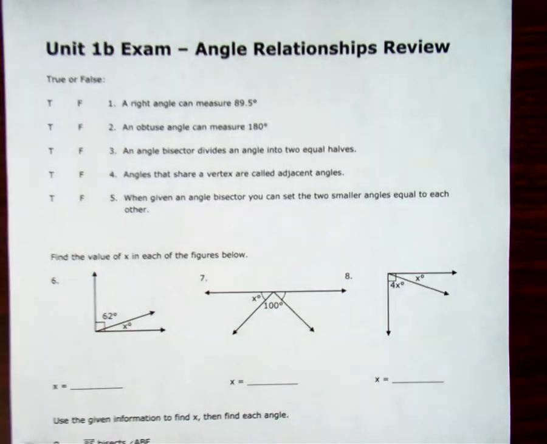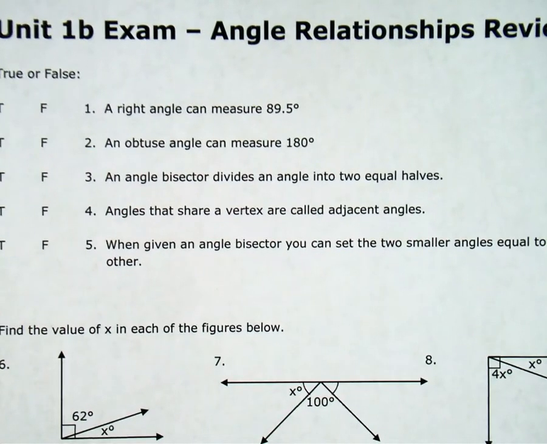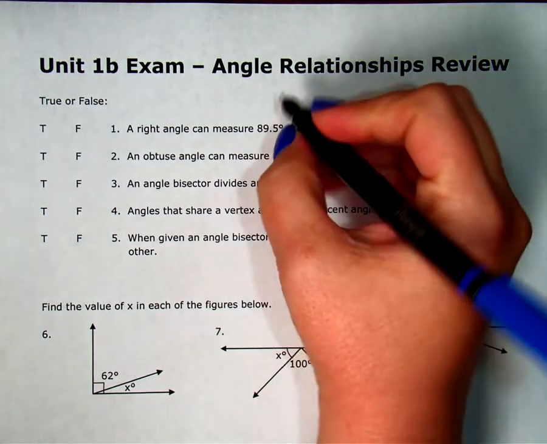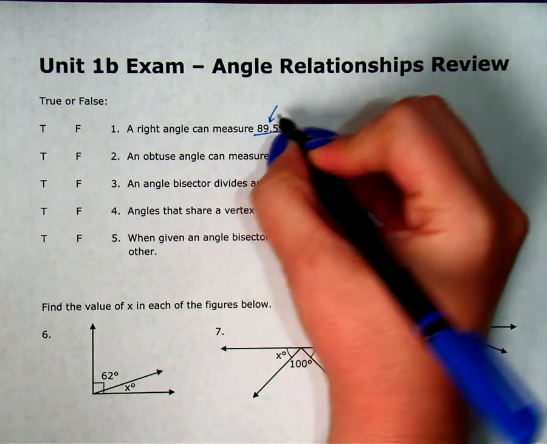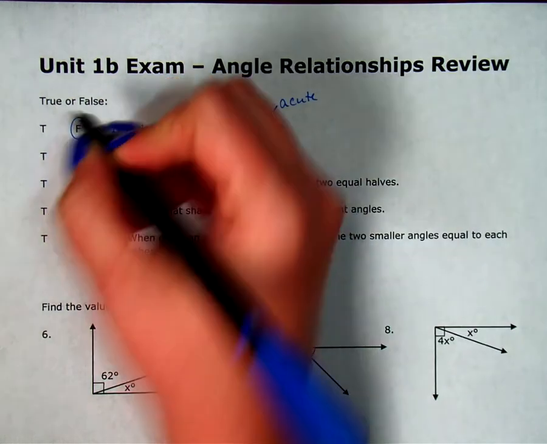When I look at number 1, it says a right angle can measure 89.5 degrees. And while 89.5 does round to 90 degrees, a right angle has to be exactly 90 degrees. So this angle is a little too small. I have to call it acute. So I have to say this is false.